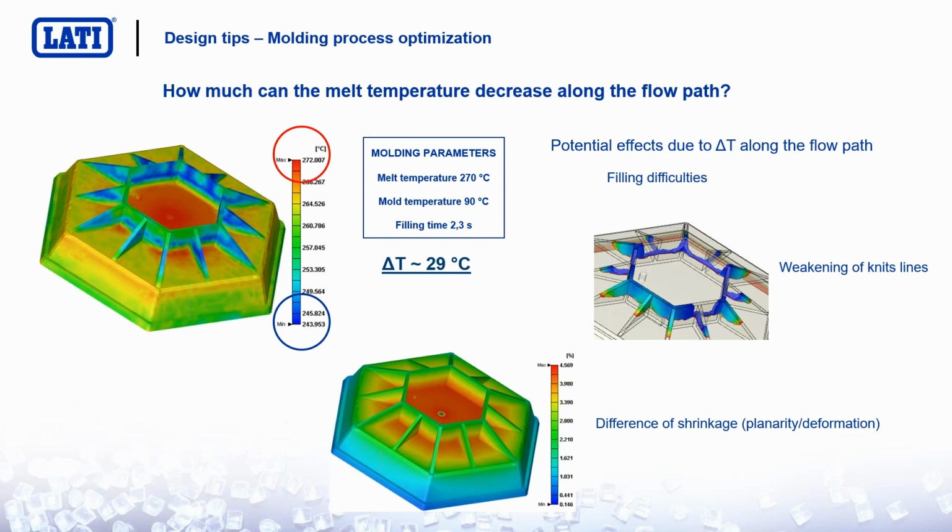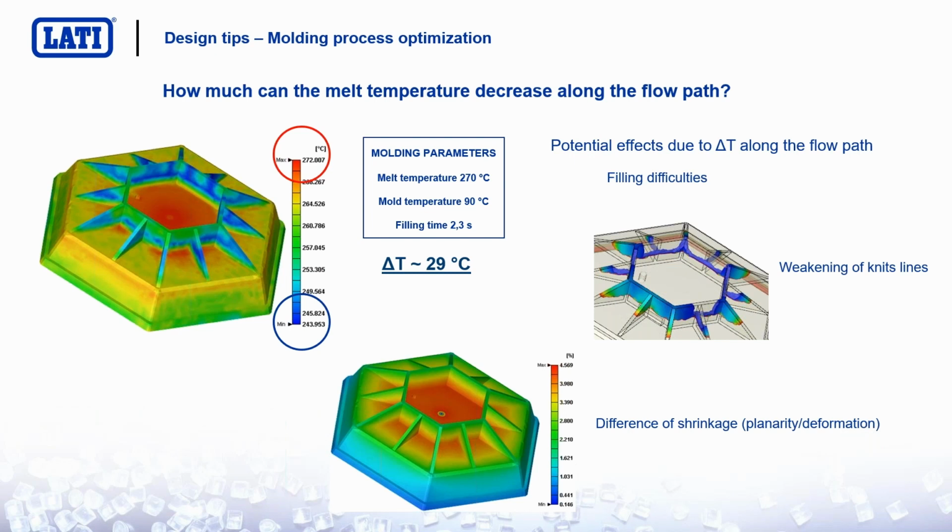Another aspect is that in case there are knit lines, the two flow fronts which join in this area may not be so strong, because the two flow fronts join together at a too low temperature.